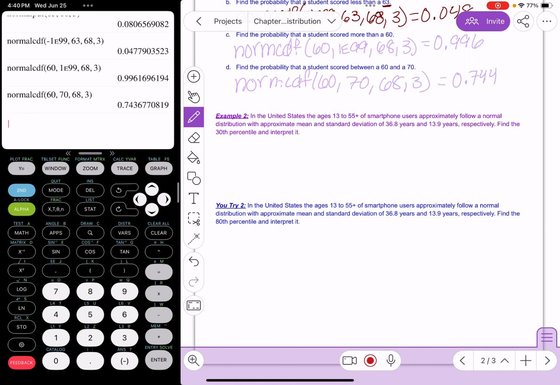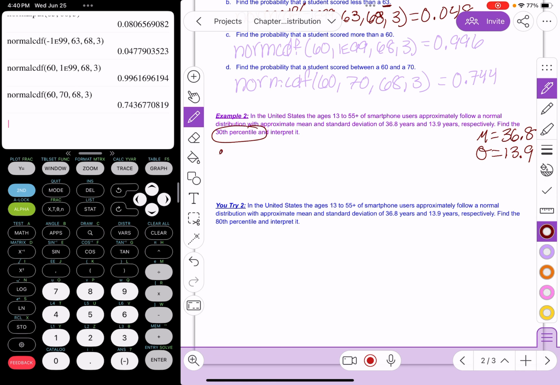All right. United States, ages 13 to 55 plus of smartphone users approximately follows a normal distribution with approximate mean and standard deviation of 36.8 years and 13.9 years respectively. Find the 30th percentile. So 30th percentile means we're looking at an area of 0.30, and interpret it. So when you're given a percent, that's when you do the inverse norm.